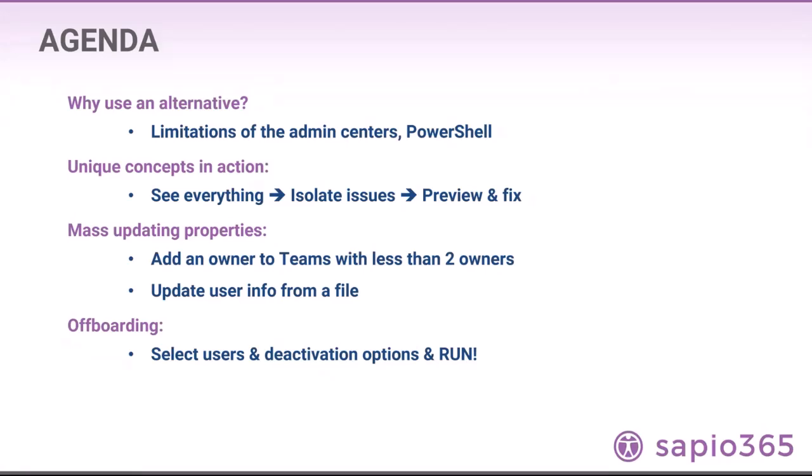One of my favorites, how to update users from a file. In Sapio 365, we let you do a lot of stuff from a file. So if HR gave you a spreadsheet and you'd like to use that, we'll make that easy. And then we'll take a look at what we call jobs, one of my favorite kind of workflows we have. And one of them is called offboarding. There's a lot of steps to think about when you offboard a user. Let's take a look at how to make that easier.